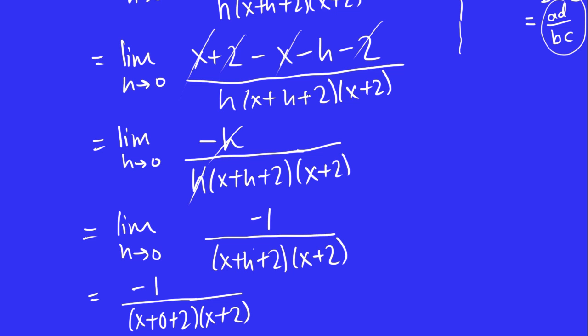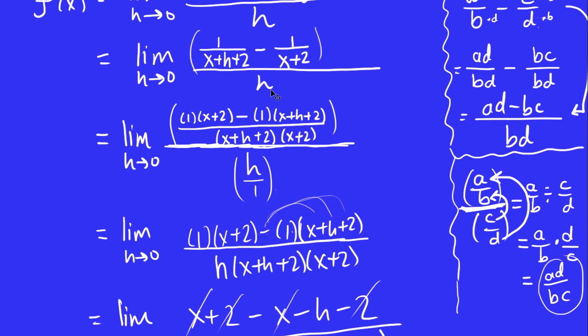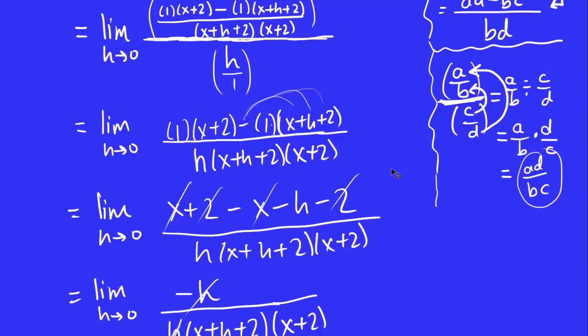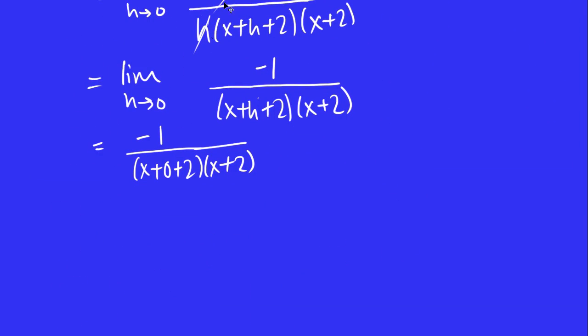Notice I couldn't do that on these previous steps. For example, right here, I have h in the bottom, right? And same with here and here. So if I put 0 in there, the entire bottom would become 0, and then I'd have an undefined expression. But finally, after I have this nice h canceling, I am then allowed to put in h to be 0, and we arrive at a good answer.